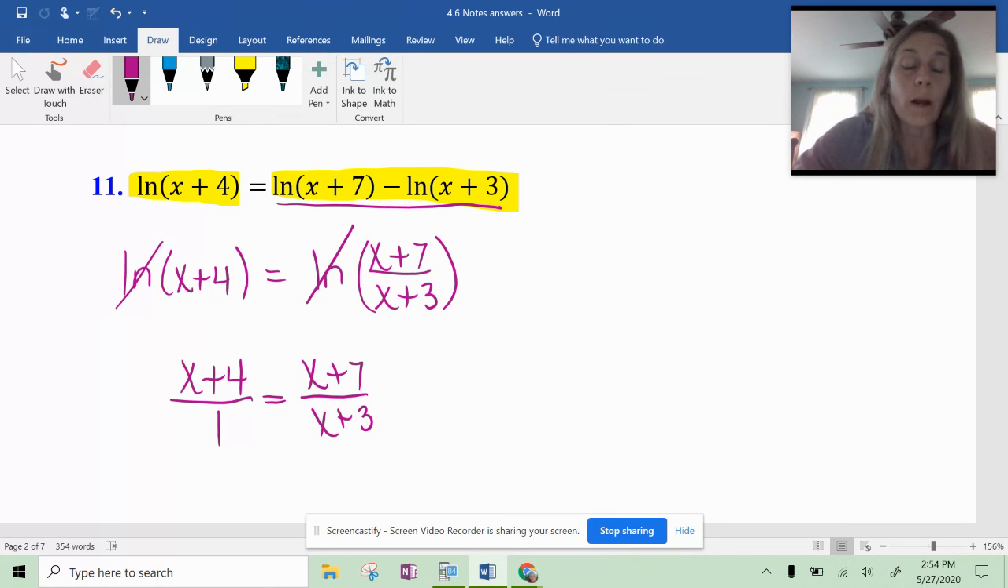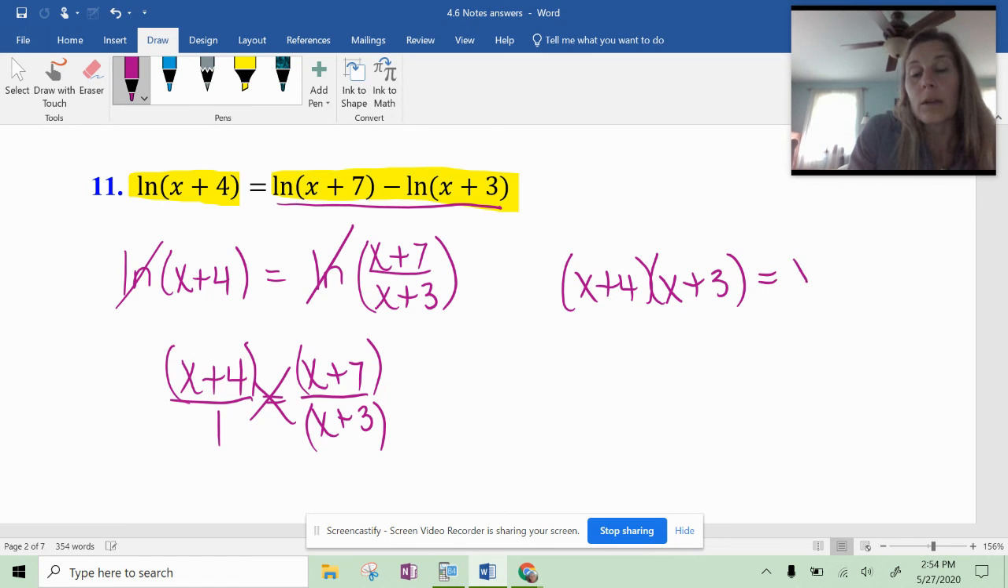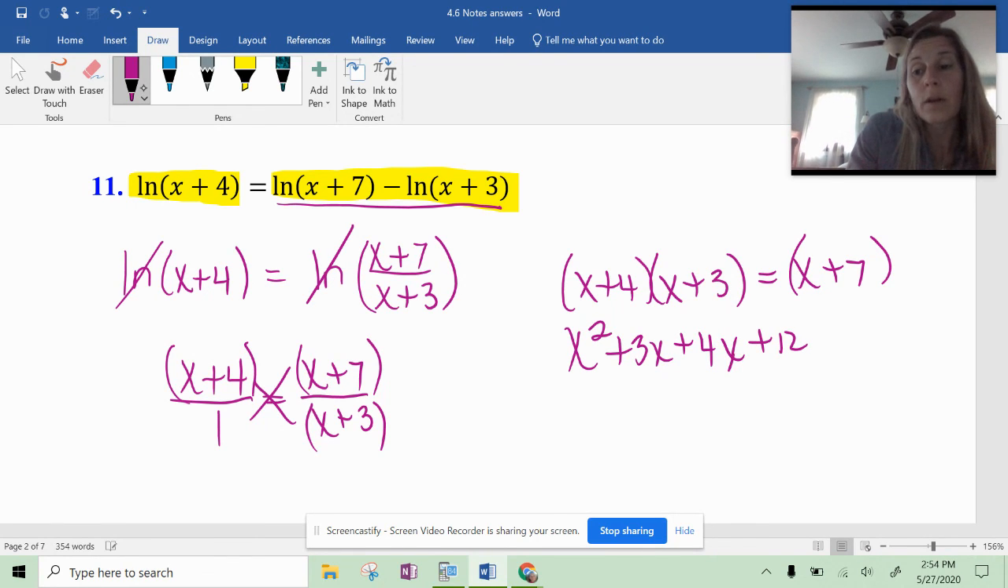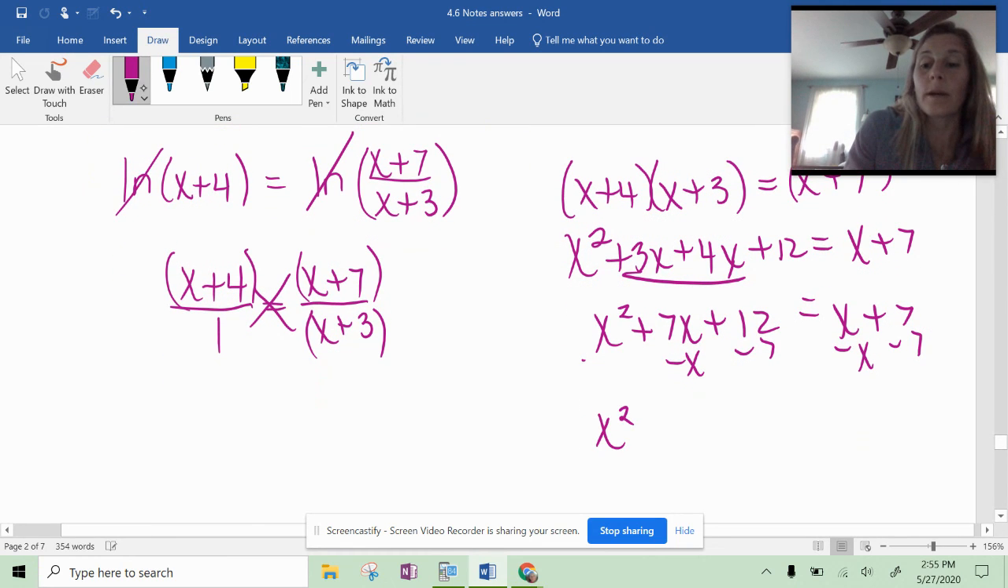Now, this would be an example where we had solved these back in chapter 5. So basically, I would probably just cross multiply this. So on one side of my equation, I would have x plus 4 times x plus 3. On the other side, I have x plus 7. So x squared plus 3x plus 4x plus 12. And then I want to combine those like terms there, giving me 7x. Now I'm going to get everything on one side of the equation since it's quadratic. X squared plus 6x plus 5.